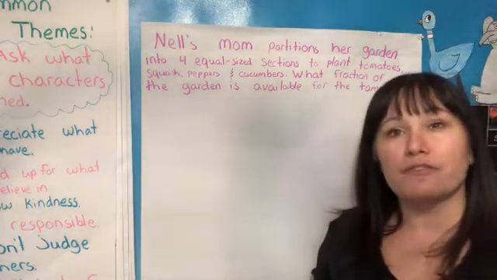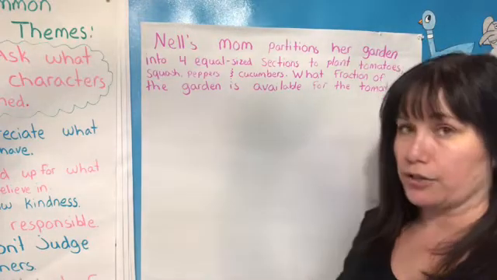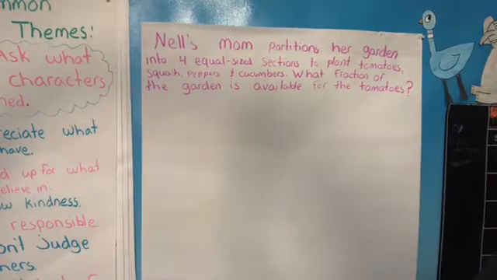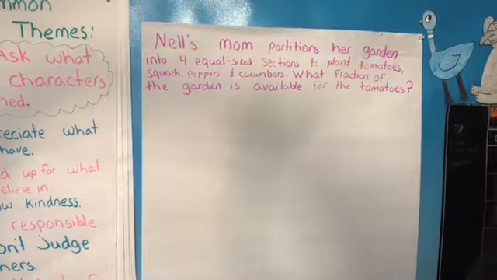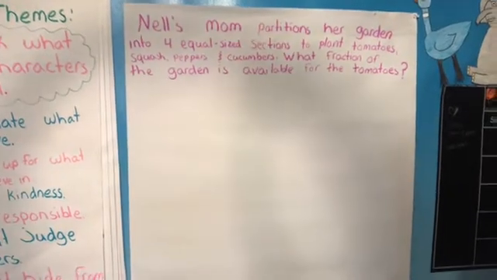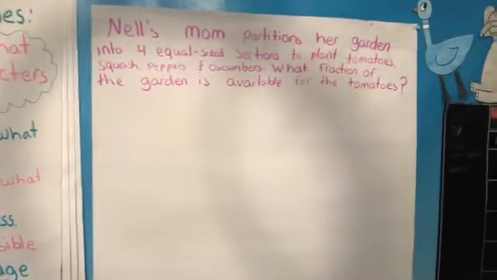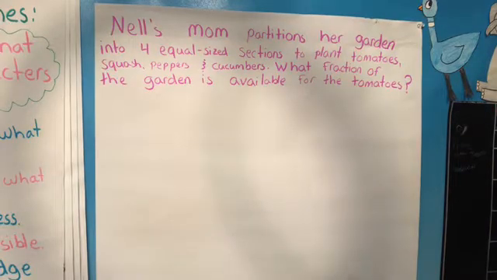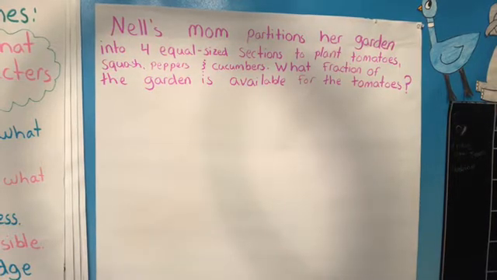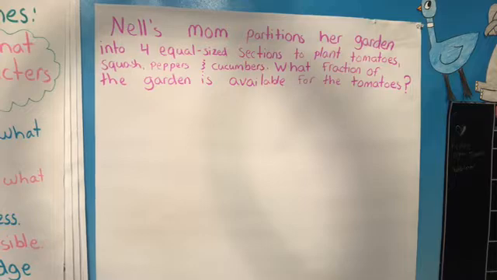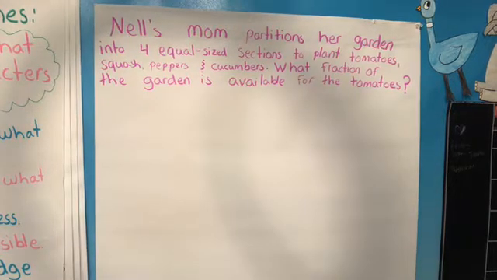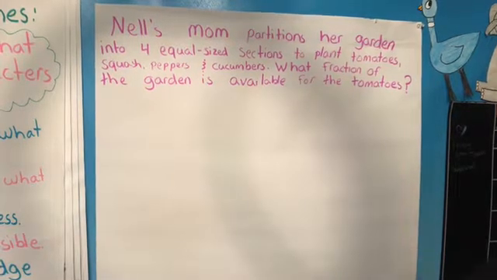Okay, third graders, the first step in doing a three-step word problem is to read the problem. So let's look at this problem together. Nell's mom partitions her garden into 4 equal-sized sections to plant tomatoes, squash, peppers, and cucumbers. What fraction of the garden is available for the tomatoes?